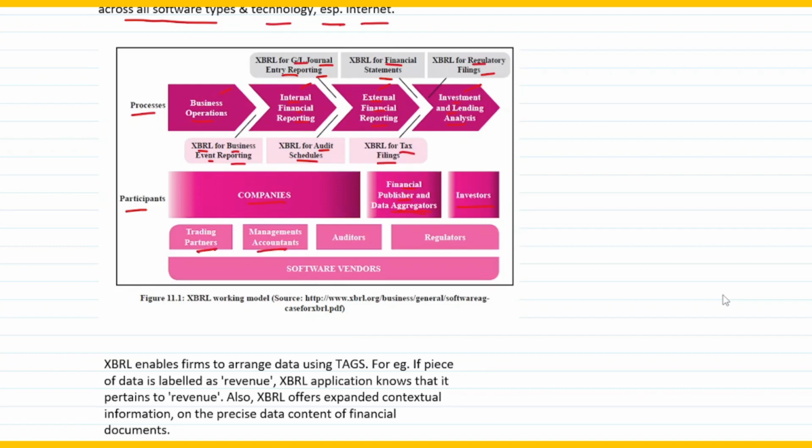Management accountants can be using it. So people like you and me can be using XBRL pretty often. Auditors can be using it, or regulators can be using it, right? That's something which we have already discussed in the processes also. So here participants are being clearly defined as to who all can be the participants. They can be trading partners, management accountants, auditors or regulators. Even software vendors can be using XBRL. So who are the various participants? Companies, financial publishers and data aggregators, investors, trading partners, management accountants, auditors, regulators, and software vendors, right?